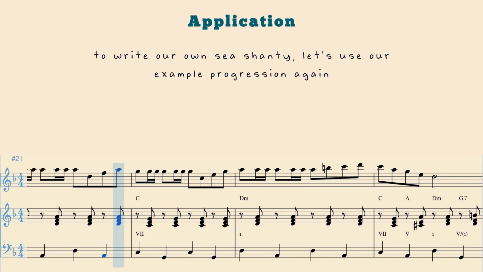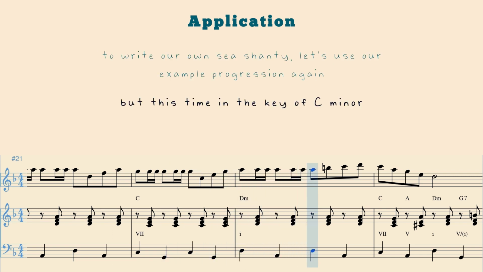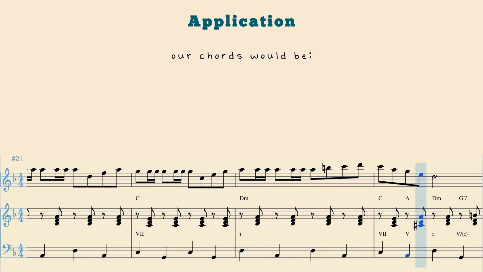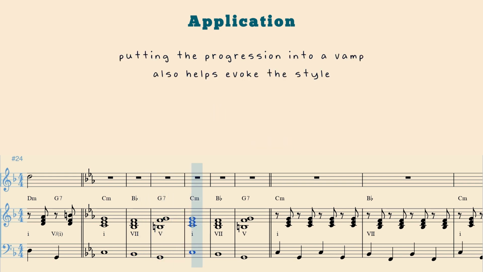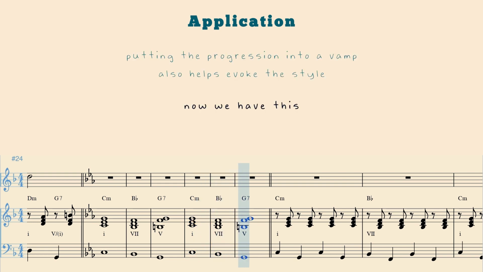To write our own sea shanty, let's use our example progression again, but this time in the key of C minor. Our chords would be C minor, B flat major, and G dominant 7. Putting the progression into a vamp also helps evoke the style. Now we have this.